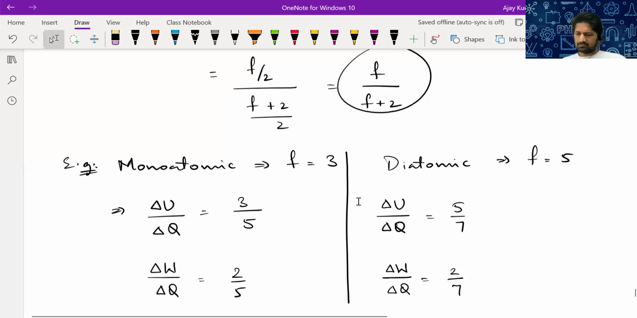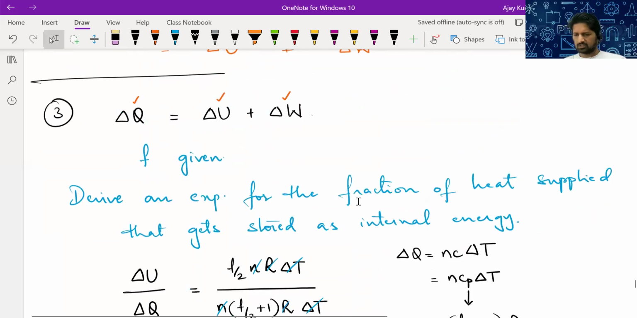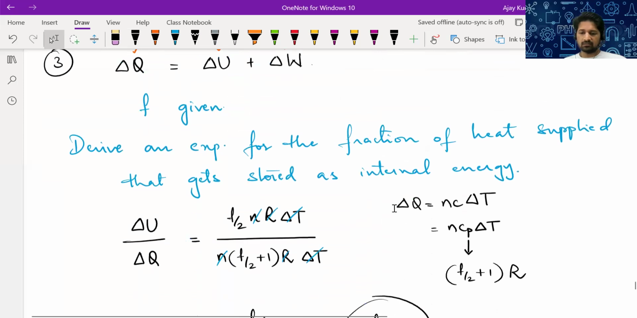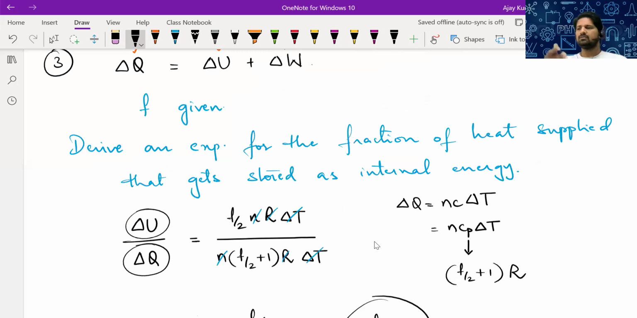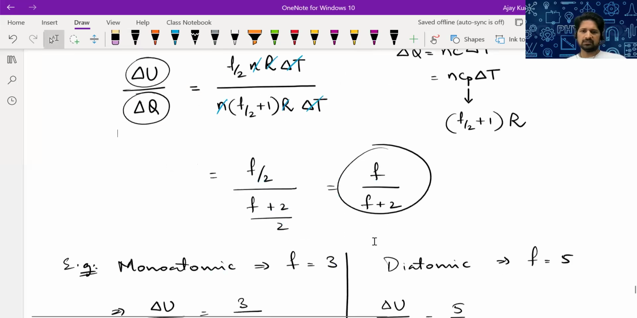But again, understand the approach. You are not able to solve this problem, that's okay. But look at what you are asked. Fraction of heat supplied which gets stored as internal energy. First, make it mathematical. Fraction of heat that gets stored as internal energy means delta U divided by delta Q. And then we wrote the process specific formulas, divided, cancelled whatever is common, and we ended up with this result, F divided by F plus 2.